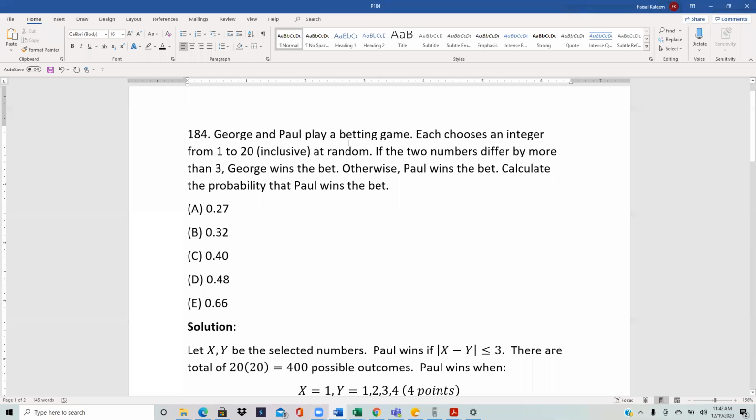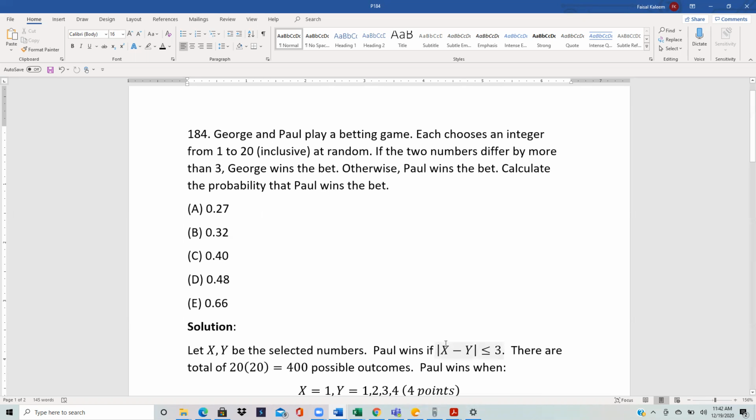George and Paul play a betting game. Each chooses an integer from 1 to 20 at random. If the two numbers differ by more than 3, George wins. Otherwise, Paul wins. Calculate the probability that Paul wins. So Paul wins if the difference will be less than or equal to 3.